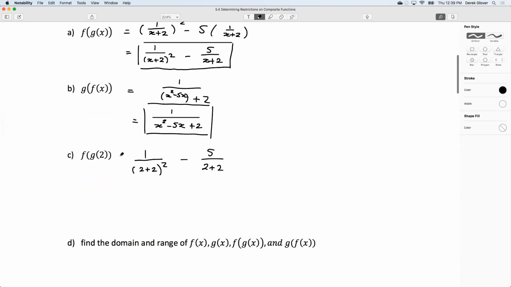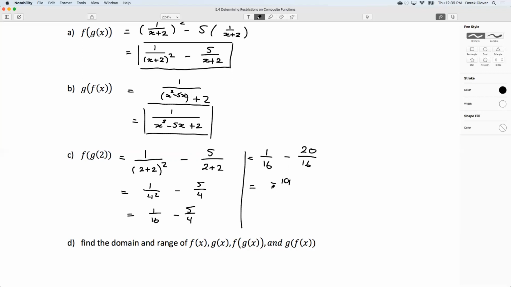We'll end up with 1 over 4 squared minus 5 over 4. And then this becomes 1 over 16 minus 5 over 4. I'll have to continue over here. 1 over 16 minus, we need a fraction with a denominator of 16, so we could call this 20 over 16. I just multiplied 5 over 4 by 4 over 4. And then lastly, we simplify by subtracting, negative 19 over 16.